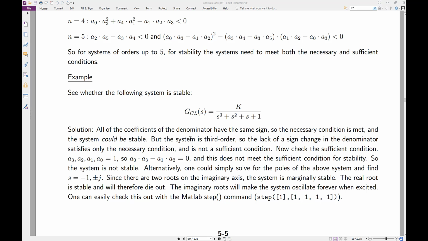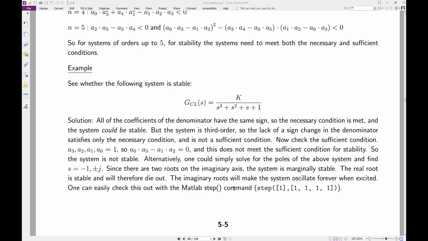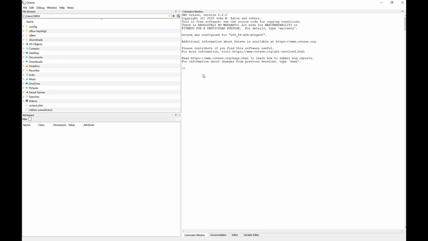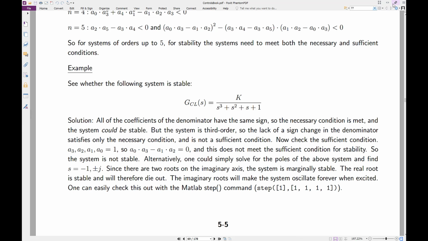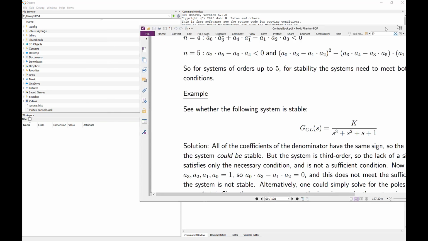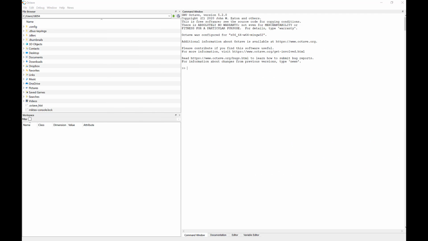So we can actually check on this. And one way to do it, there's a number of ways to do it. And I thought what I would do, since we're at this point, you can use the step command, for instance, which we'll do. So I'm going to use the open source program Octave for this, which is shown here. And let me get my book reference and put it over on the other screen. So you won't be able to see it, but if you've got the book, you can follow along.